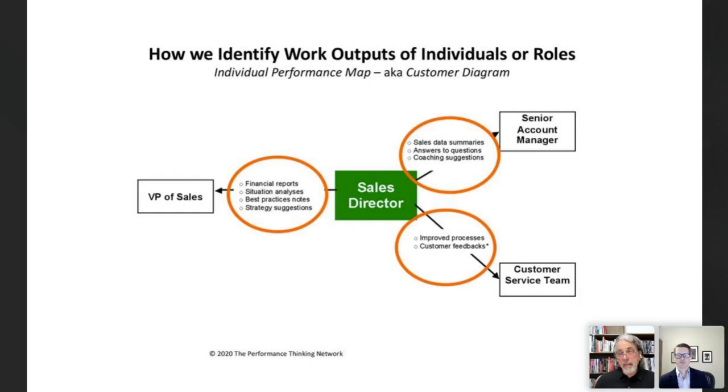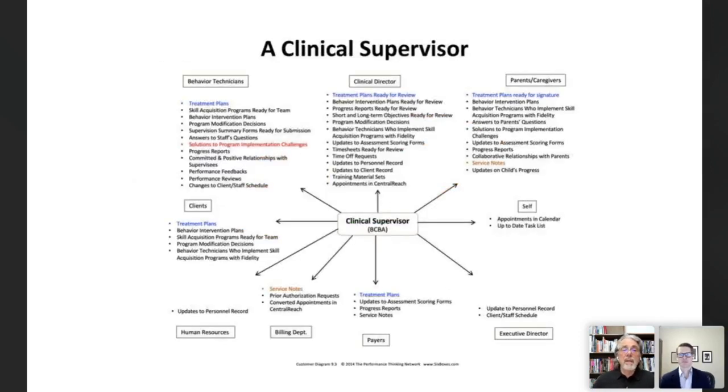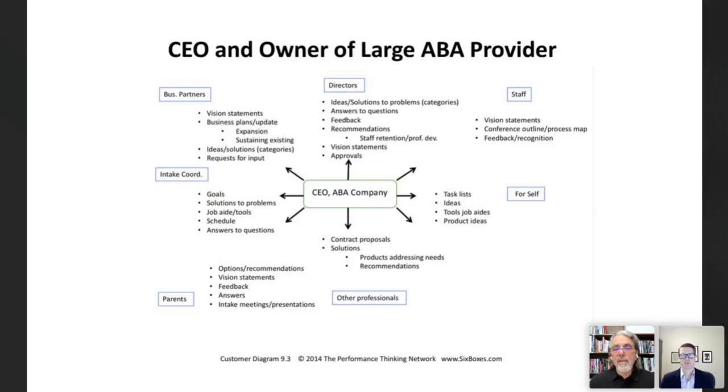Now, I'm sure this is not that familiar to most of you, but this might be more familiar. Here's a clinical supervisor. And you can see all the work outputs that a clinical supervisor delivers to the behavior techs, the clinical director, the parents, the clients, etc. So this is a way we would analyze the job of a clinical supervisor in terms of the valuable outputs that they produce. Or here's actually the CEO, founder, and owner of a pretty large ABA company, and I did this with him a couple of years ago. And these are the things that he delivered to his various recipients or customers. So you can see we have a way of identifying work outputs for a role or an individual.